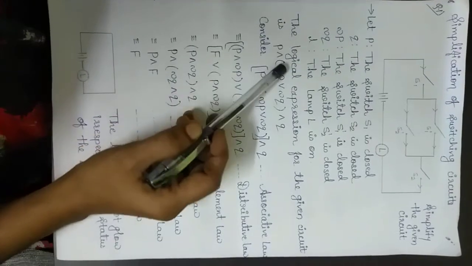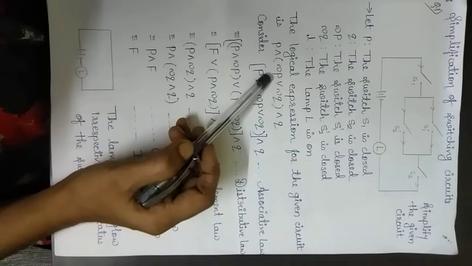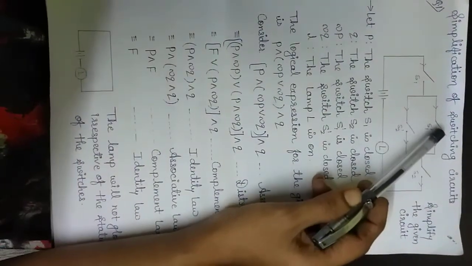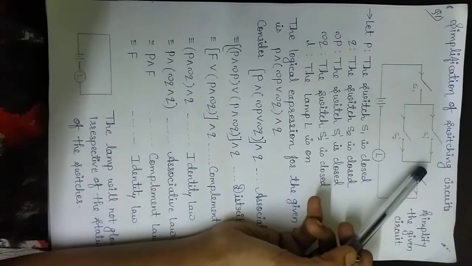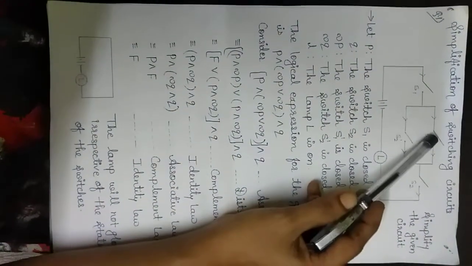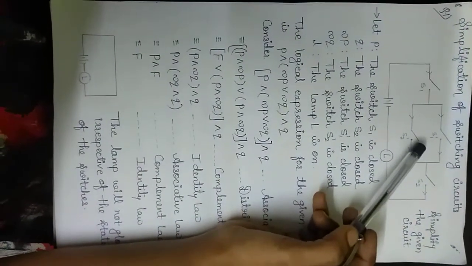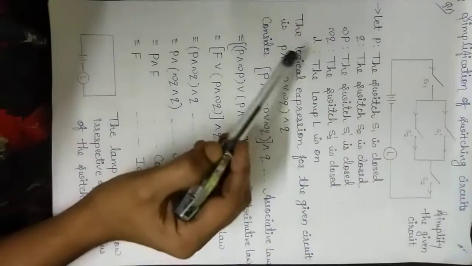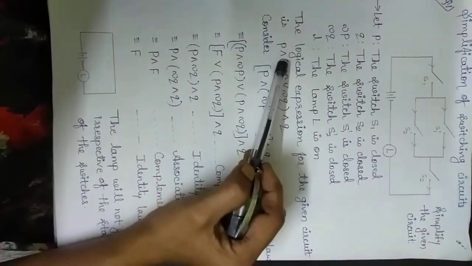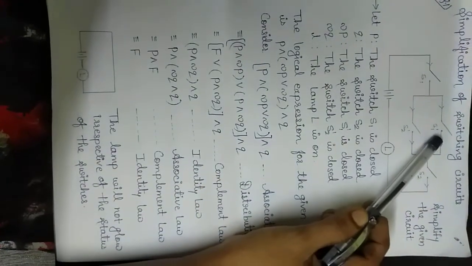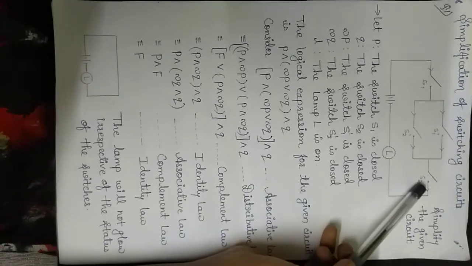Now the logical expression for the given circuit is given by, now we know when the switches are connected in series, we apply the logical connective AND, and when the switches are connected in parallel, we use the logical connective OR. So here our logical expression will be (P and negation of P) or (negation of Q and Q).